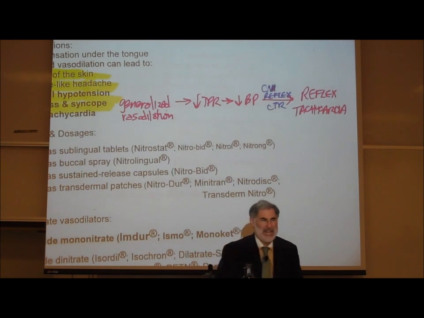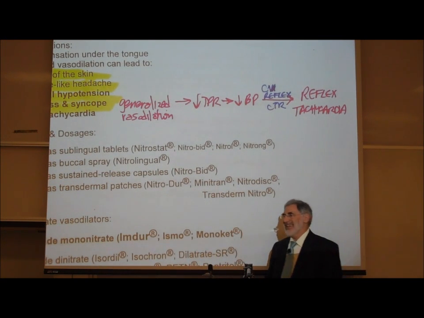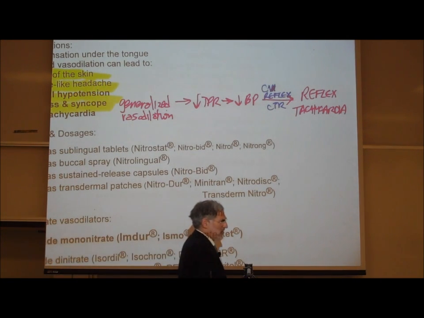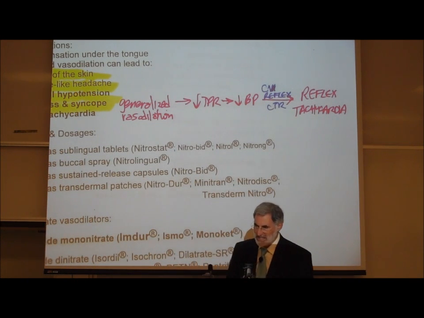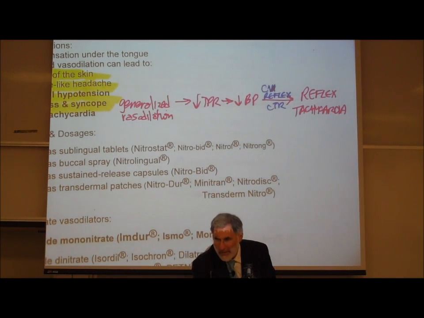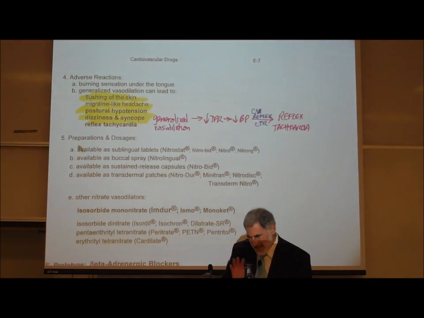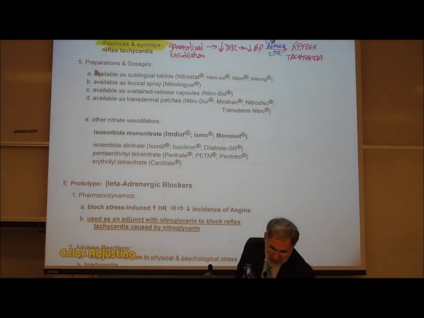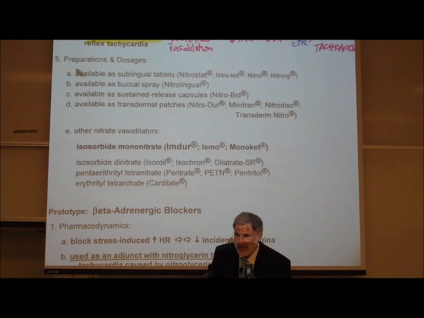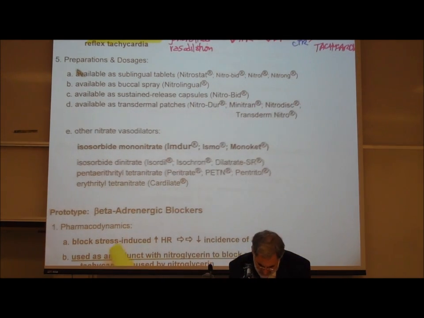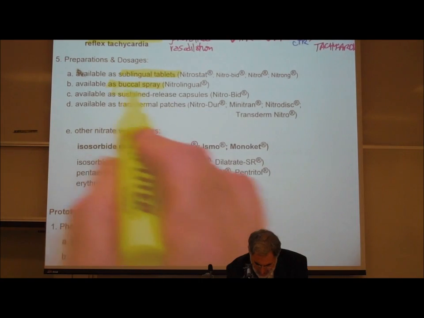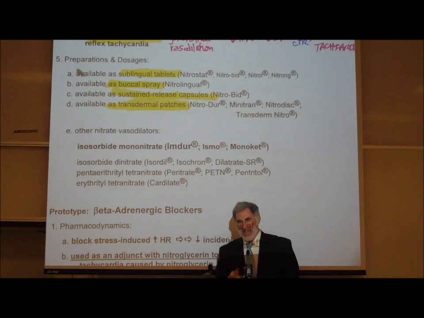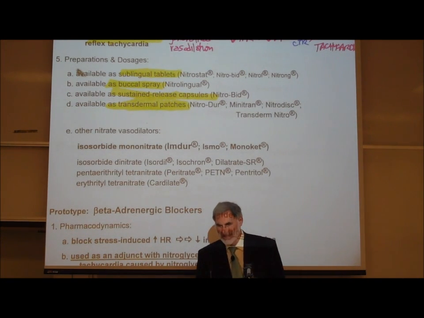We had learned before that any drug that dilates vessels, because it's going to lower the blood pressure, causes the cardiovascular reflex center to trigger a reflex speeding up of the heart rate. So that is a problem with nitroglycerin. I'm going to explain how they deal with that problem momentarily. There are a whole bunch of nitroglycerin products and other nitrate products that work similarly. As we said, there are sublingual tablets, buccal sprays, sustained release capsules, transdermal patches. So they have them in all different ways of taking this stuff.